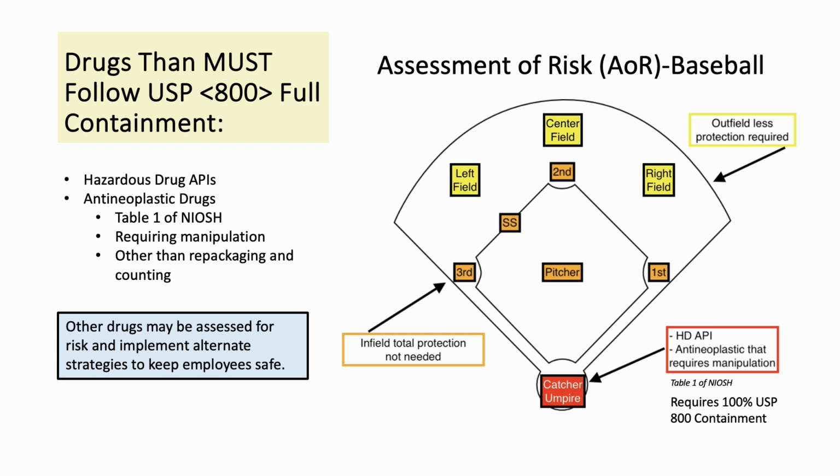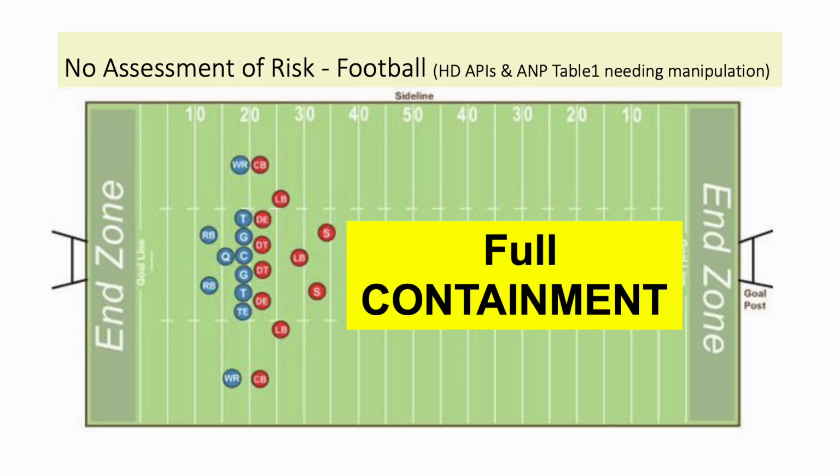But it's worth mentioning again that USP 800 allows this assessment of risk, but the only drugs that cannot be released from USP 800 are the hazardous drug APIs, or active pharmaceutical ingredients, and an antineoplastic drug on table 1 of NIOSH requiring manipulation, other than repackaging and counting.